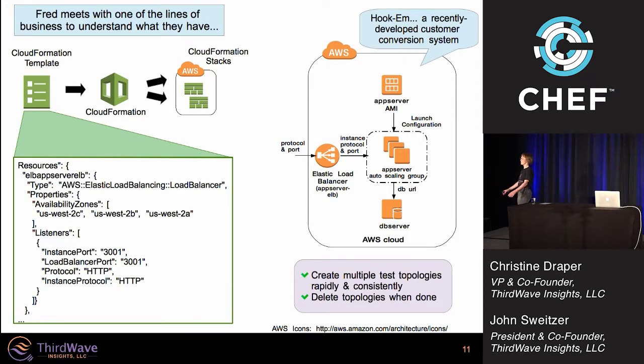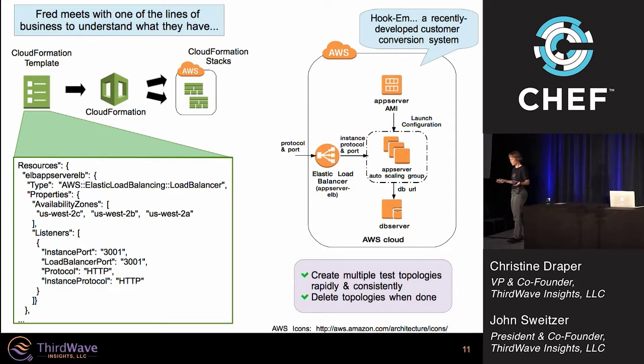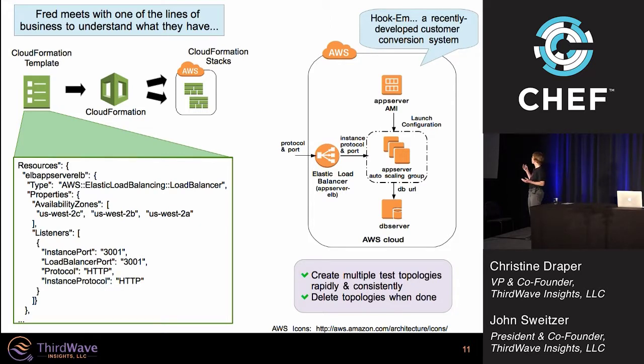So Fred meets with one of those teams, and what that team has is a social marketing application, which they called Hookem. It's called Hookem because it's all about catching the people who browse their website and converting them into customers. It could also have something to do with the fact that we're both from Austin, Texas. Anyway, their system is a fairly simple standard system running in AWS. It's got a load balancer feeding an application server, which is running in an auto-scaling group, and it's got a back-end database service. So this Hookem team has adopted CloudFormation for deployment.